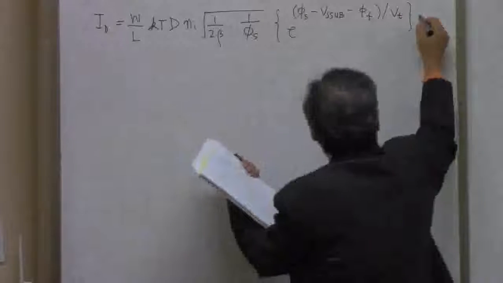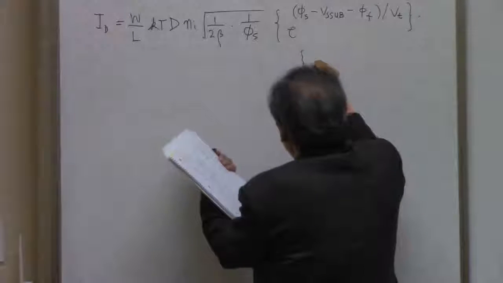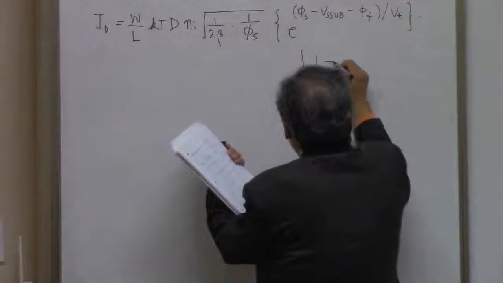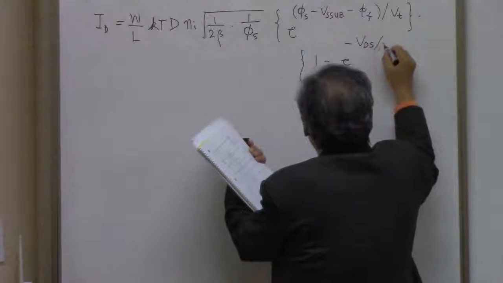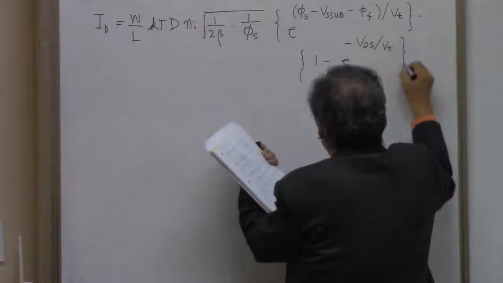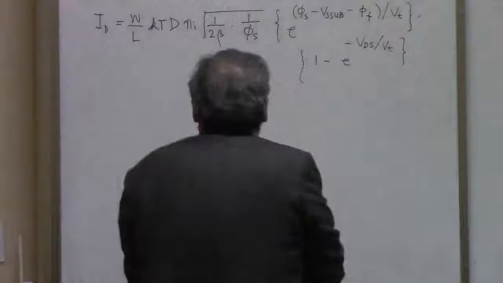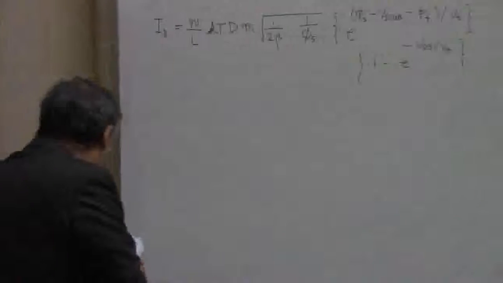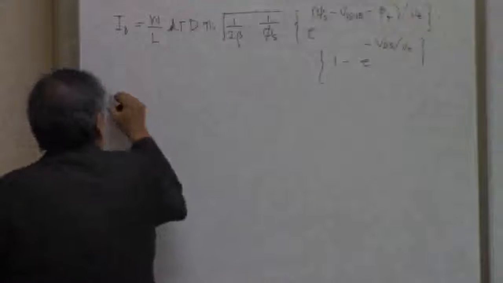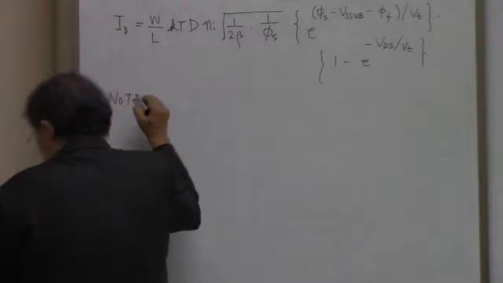And finally we have 1 minus e to the minus phi ds over phi t. Okay, this is the equation for the sub-threshold current, and since this looks rather complex, I'll just mention a few things on these equations.